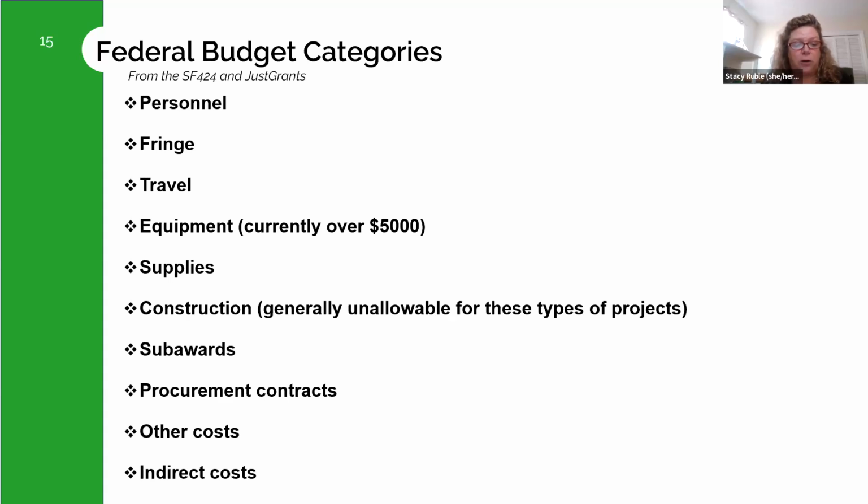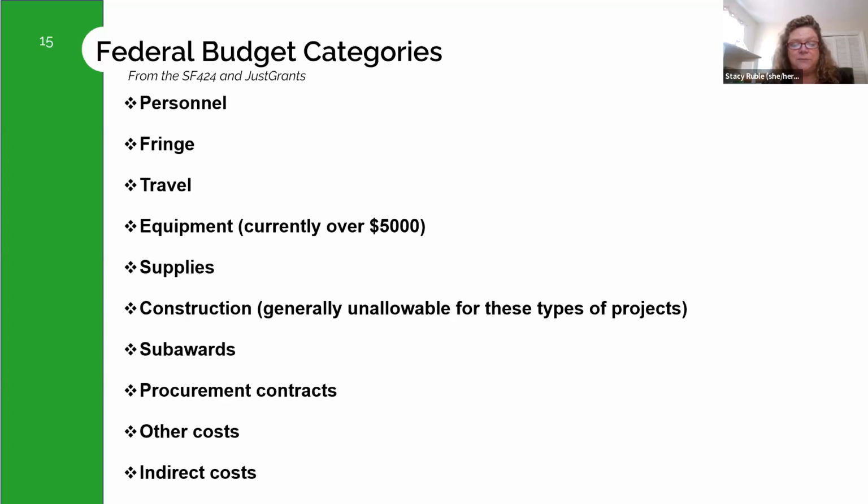Okay, so those categories are personnel, fringe, travel, and then equipment. Equipment can be a little tricky. So equipment is any single item that is over $5,000. And you'll see I have currently over, the Office of Management and Budget are currently in the process of revising the uniform guidance. And one of the things they're looking at is increasing the equipment threshold from $5,000 to $10,000. And so if you're just asking for laptops, those are going to be supplies because they're not worth over $5,000 for each laptop.